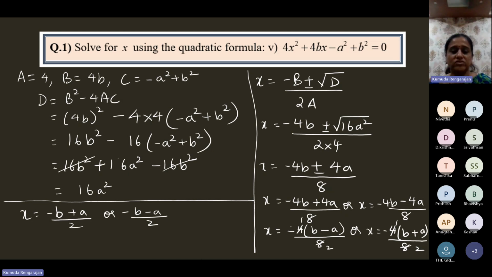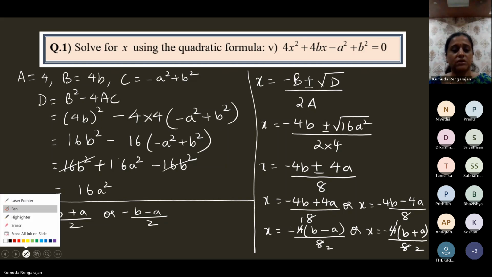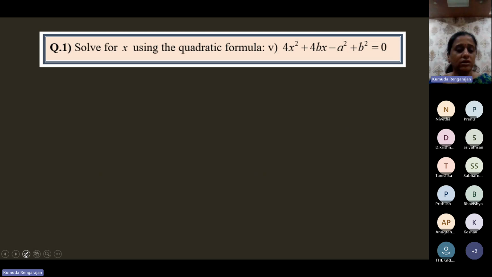Now, if the same question you were to solve by factorizing, okay? So here we have found the two values for x using the quadratic formula. I'm clearing the screen. If we have to just solve for x, the method is not specified, so you're free to use any method. So how can we find the values of x by factorization method?